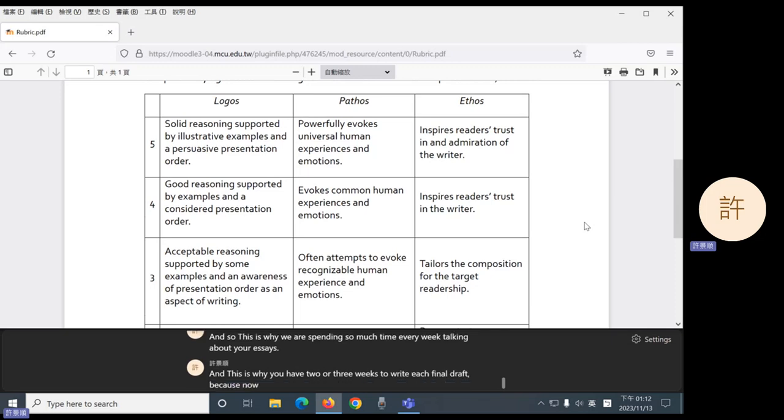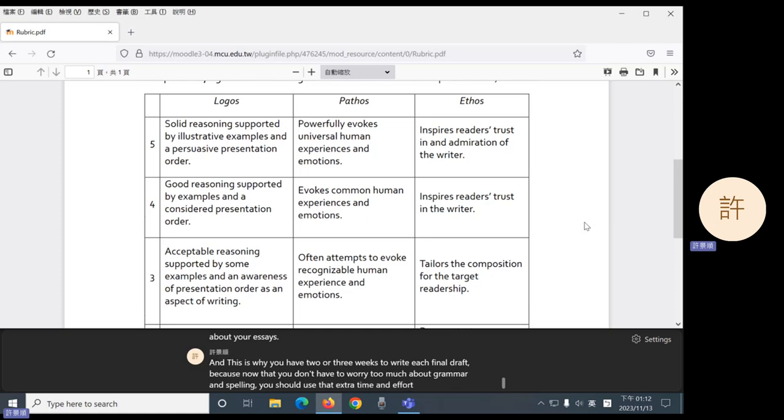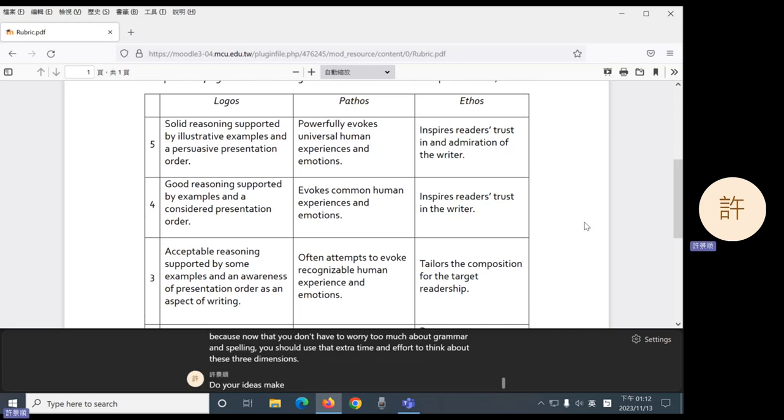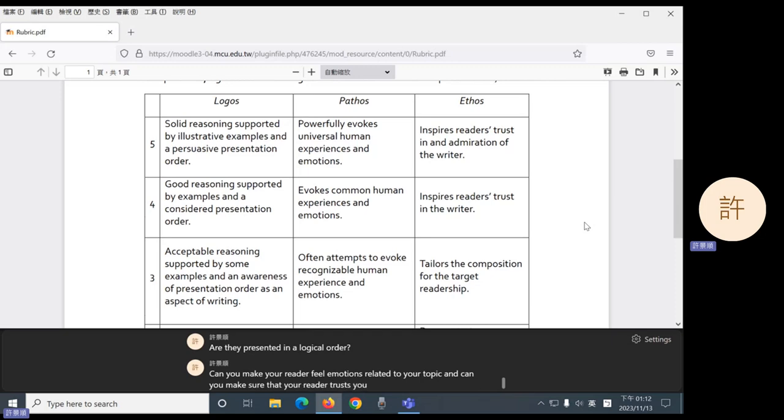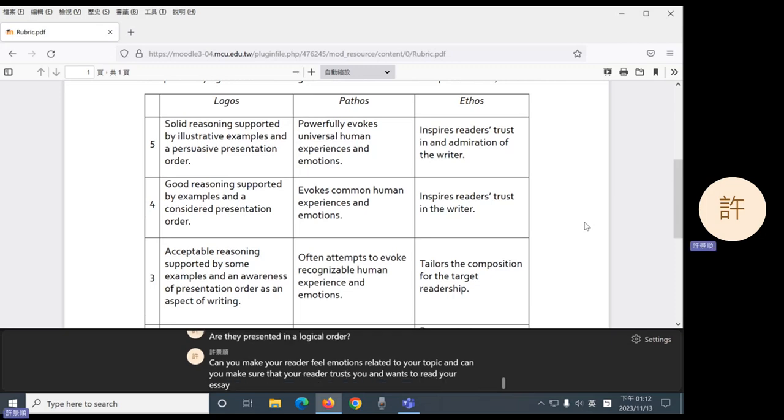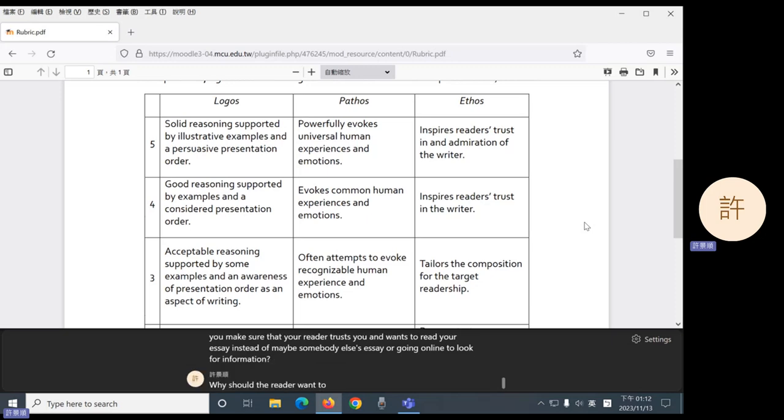Because now that you don't have to worry too much about grammar and spelling, you should use that extra time and effort to think about these 3 dimensions. Do your ideas make sense? Are they presented in a logical order? Can you make your reader feel emotions related to your topic? And can you make sure that your reader trusts you and wants to read your essay instead of maybe somebody else's essay or going online to look for information? Why should the reader want to read your essay?